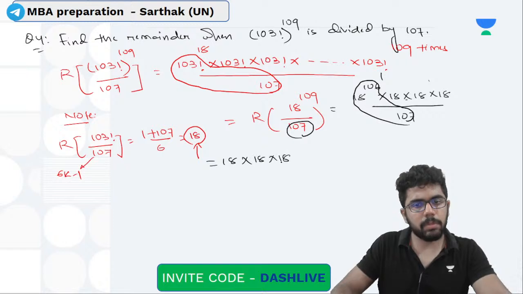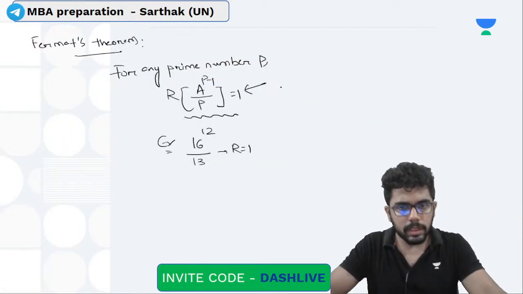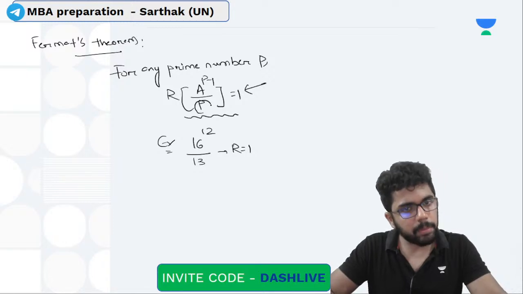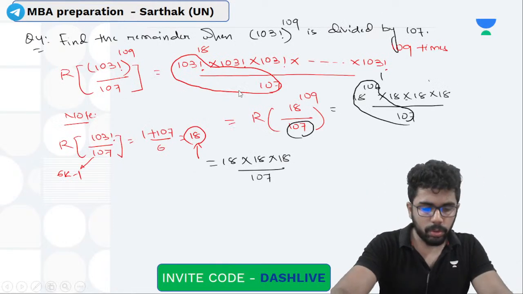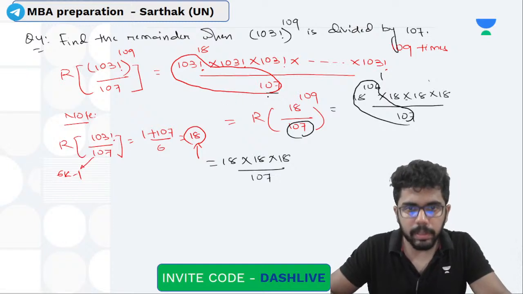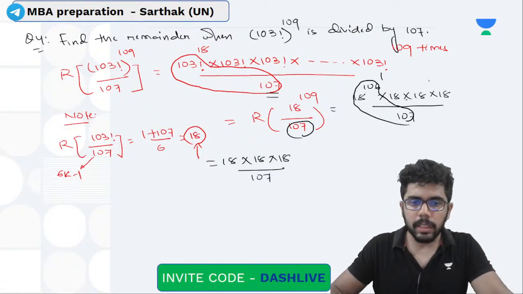ये जो सारे theorems हम apply कर रहे हैं just to reduce the question. Just ये simple theorem use किया. अगर नीचे prime number p है, power p minus 1 होगा तो remainder 1 आ जाएगा. So here we have prime number 107, तो power 106 में remainder 1 आएगा. बाकी 3 18 रह गए.